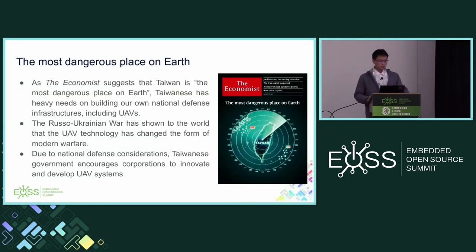As The Economist suggests that Taiwan is the most dangerous place on earth, Taiwanese have heavy needs on building our own national defense infrastructures, including UAVs. Also, the Russo-Ukrainian war has shown to the world that UAV technology has changed the form of modern warfare forever. Due to these reasons, the Taiwanese government currently encourages corporations to innovate and develop UAV systems, and that is the reason why we are currently doing research on UAVs.